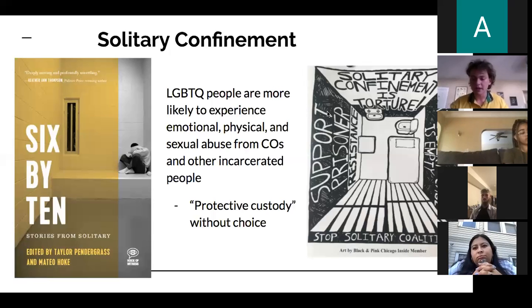And also, I just wanted to note that Black and Pink is a national LGBTQ abolitionist organization with a Chicago chapter that's very active. They actually have a Stop Solitary campaign, which I will talk more about at the end of this presentation. The picture on the right is from the cover of one of their Stop Solitary zines.